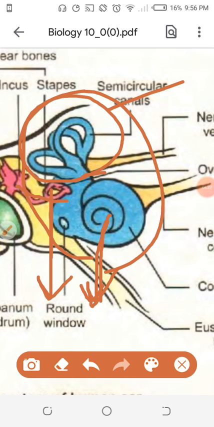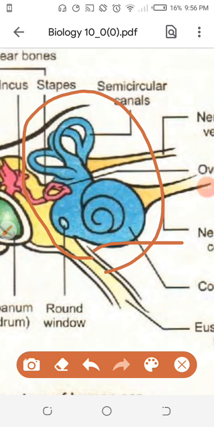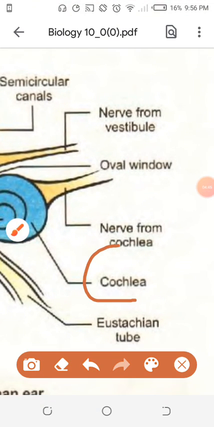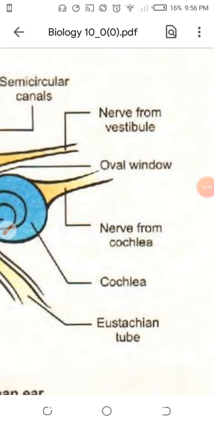So the message, the sound waves, will go to the cochlea. If you are going to highlight any hero in the ear, that is the cochlea. Let me give you exactly the spelling: cochlea.